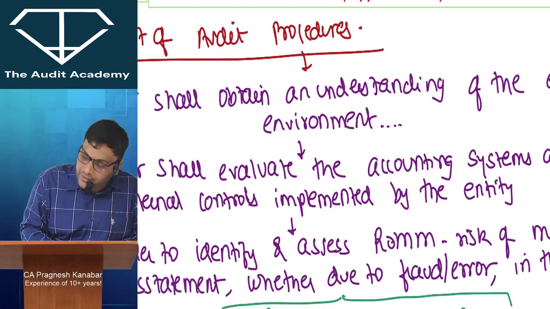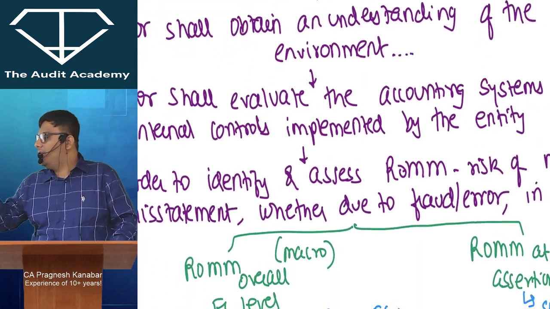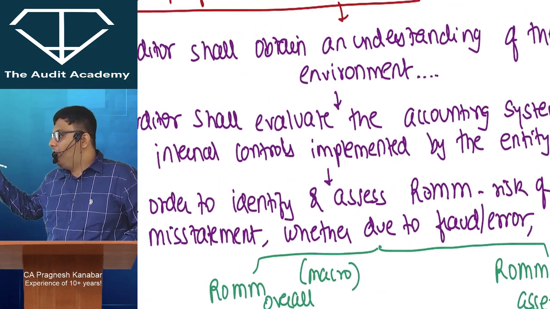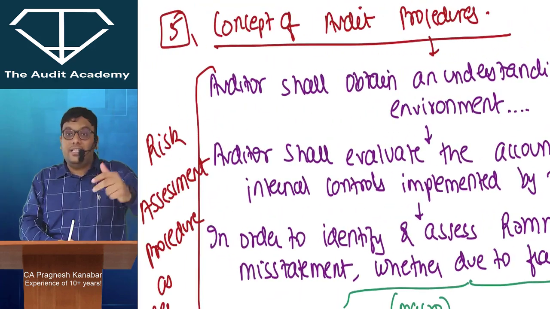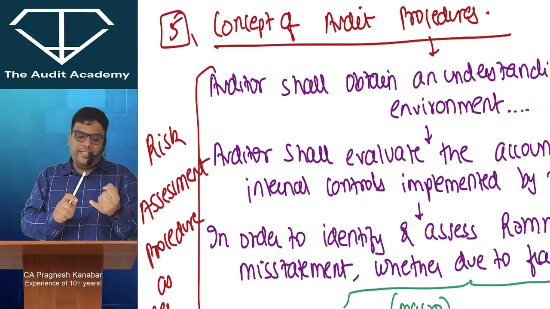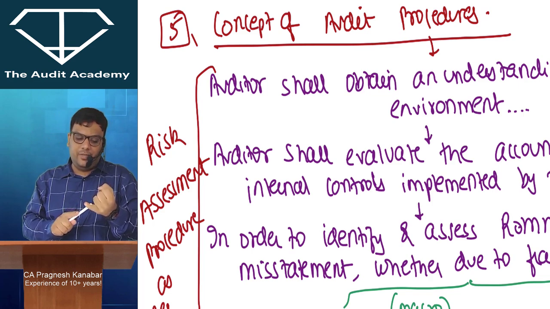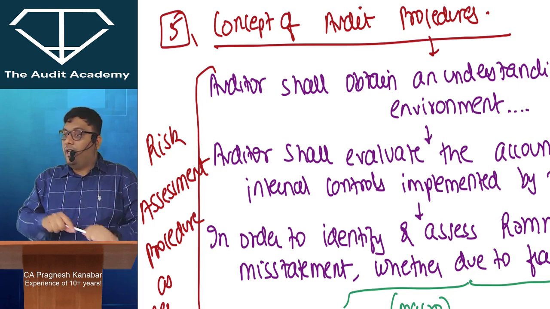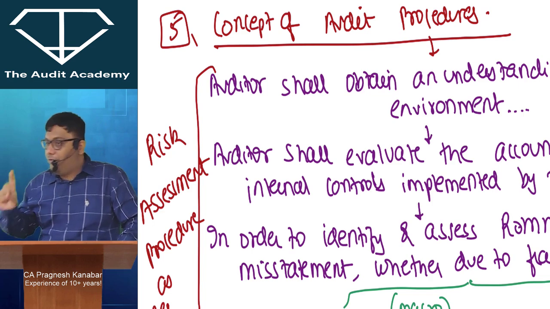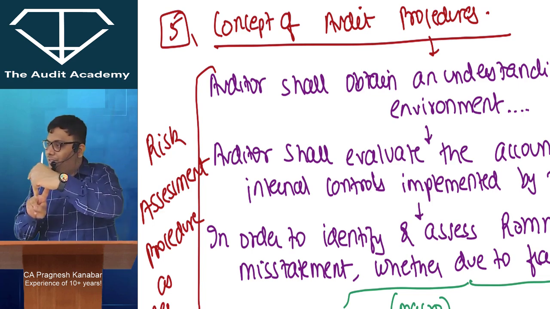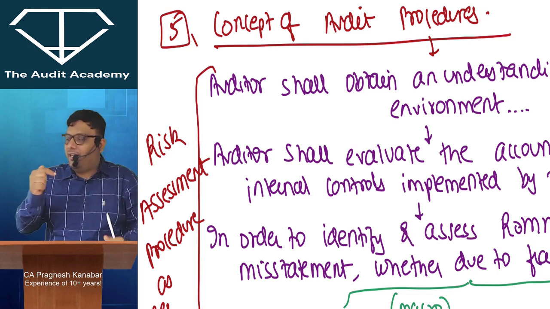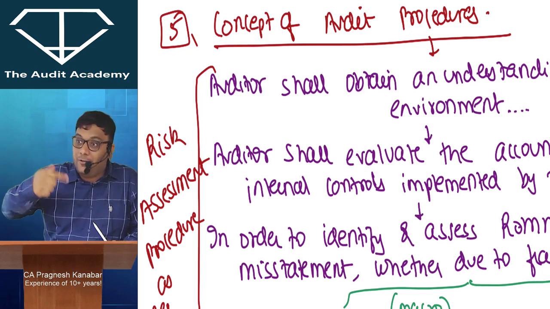Look at the words. The moment you use the word check, inspect, examine, when you're writing risk assessment procedures, I will give you 0. And why is it important for you to understand? SA 540 auditing accounting estimates, 550 related parties, 560 subsequent events, 570 going concern. In all of these standards, you will find 2 paragraphs. One on risk assessment procedure, one on further audit procedures. You will feel that in risk assessment procedures, we are just trying to obtain an understanding.